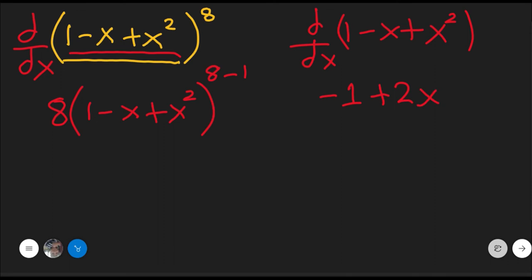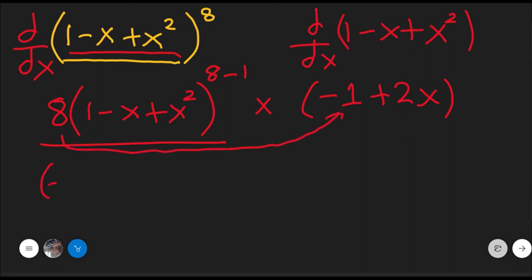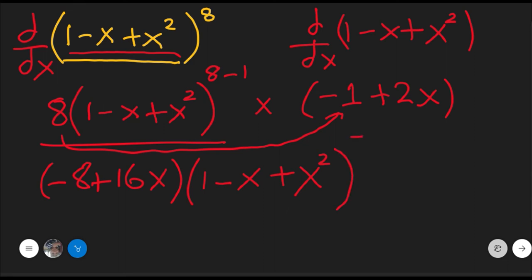So we need to multiply this by this bracket. The final answer would be, we can multiply this 8 with this bracket, so it would become minus 8 plus 16x into 1 minus x plus x square to the power 7.